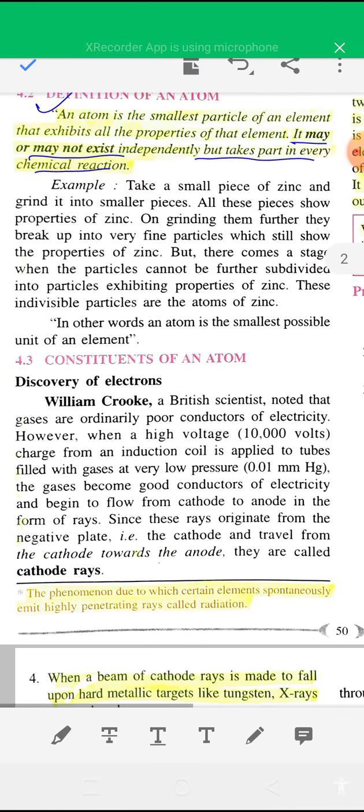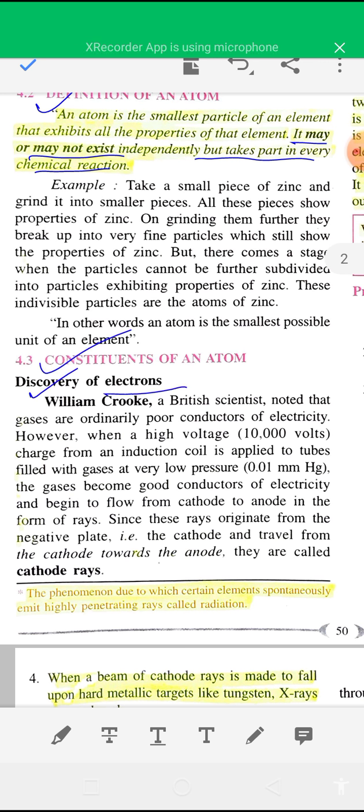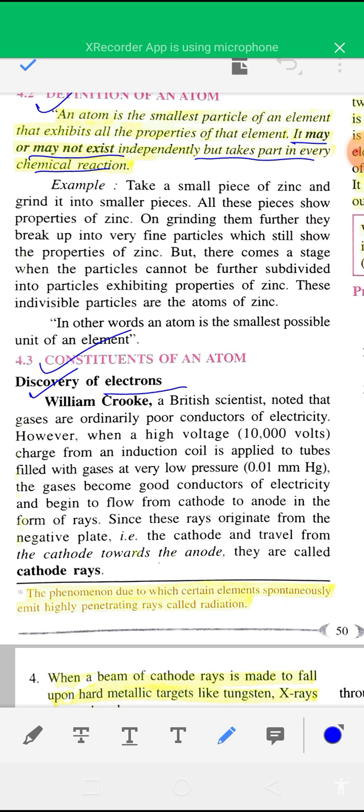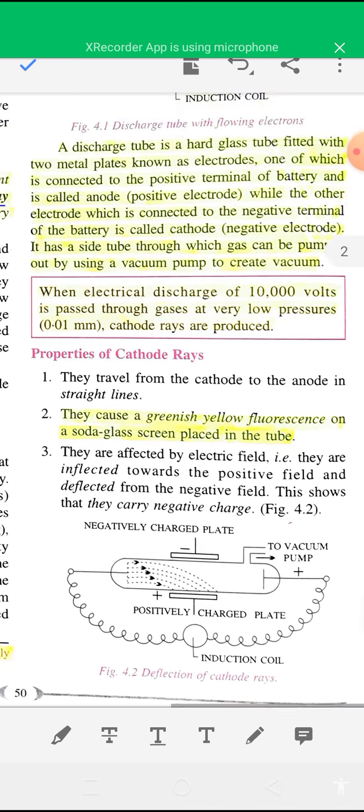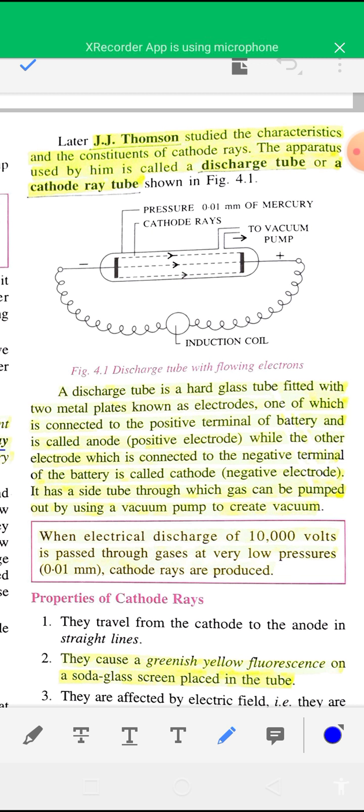Now the constituents of an atom. I have already told that an atom is composed of three types of subatomic particles: electrons, protons, and neutrons. Electrons were discovered by J.J. Thomson using the cathode ray experiment.